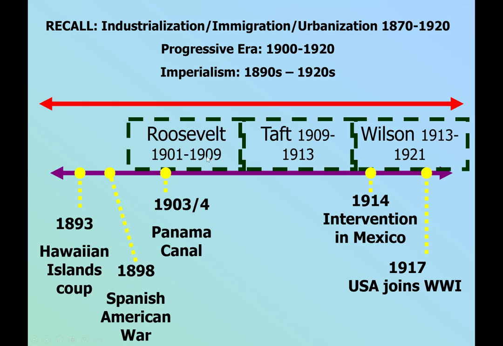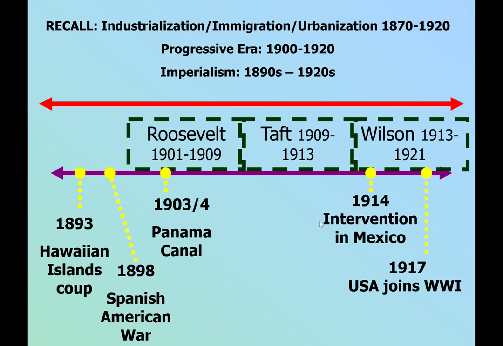So you can see these are the three presidents that we talked about under the progressives, Teddy Roosevelt, Taft, and Woodrow Wilson. And they are also the presidents during the imperialism era, right? So progressivism is what's happening at home. Imperialism is what's happening abroad.